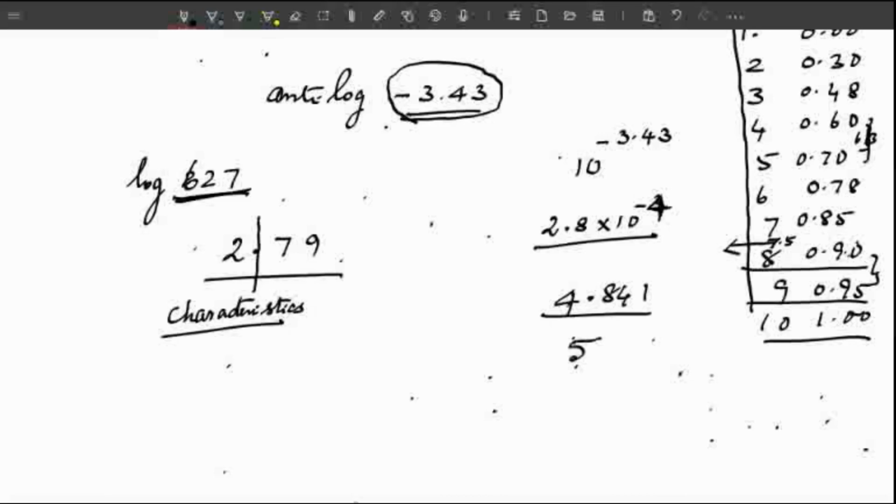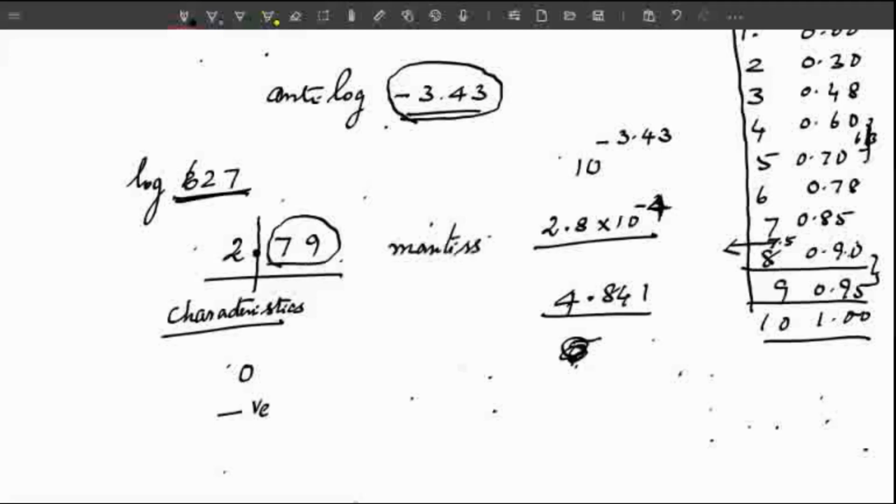Suppose now you are given a number less than 1. Here the characteristic may be what values? It may be a digit, or 0, or it is a negative value. So, it may be 0 or 1 or 2 or 3, or it is a negative value. Understand this one. And the numbers present after the decimal are called the mantissa.